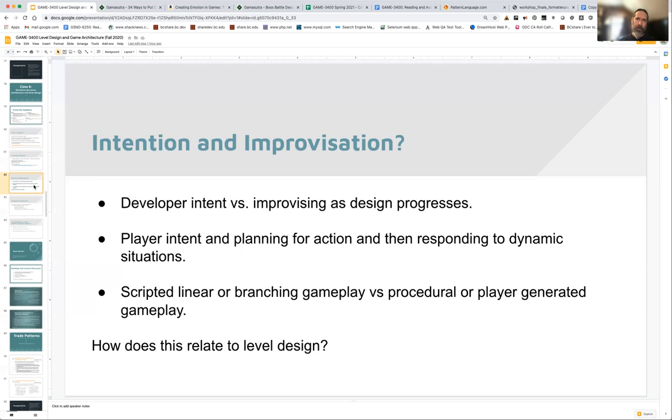And then if you're talking about player-generated gameplay, how do you build your levels in order to facilitate and encourage players to be able to have emergent interactions with each other or with the environment? The more tools you give them to interact with the environment, the more emergent gameplay they're going to have, the more set pieces or locations that you provide that suggest a social setting, the more likely it is that those players are going to be able to have interesting interactions in those places.